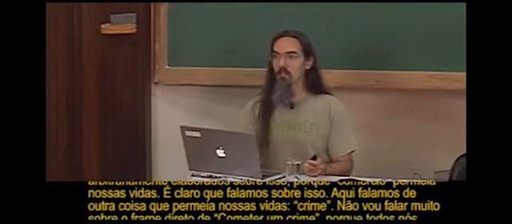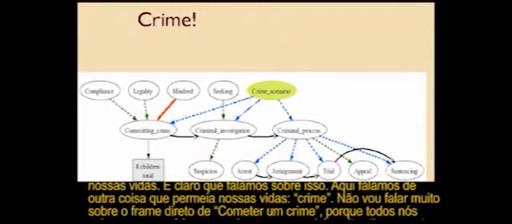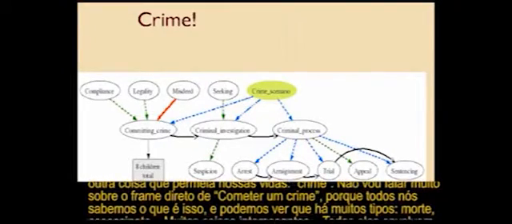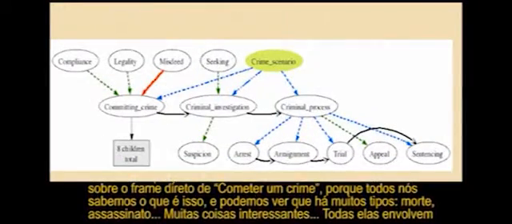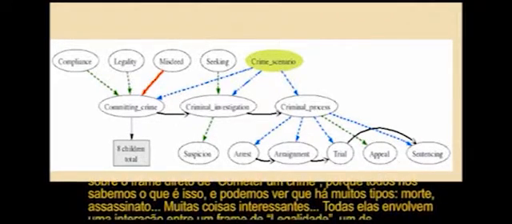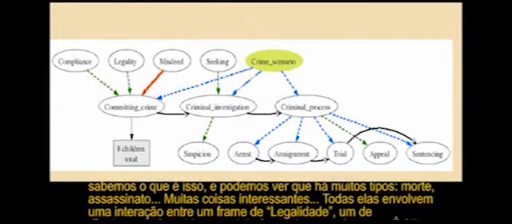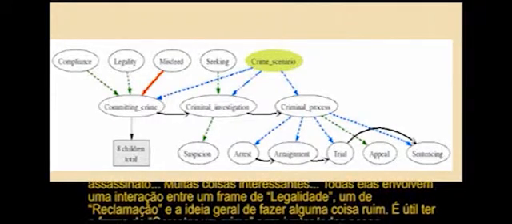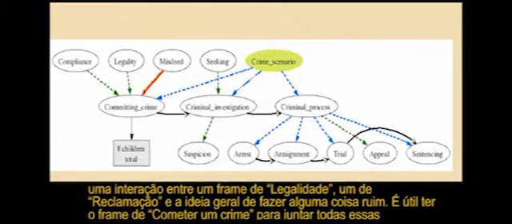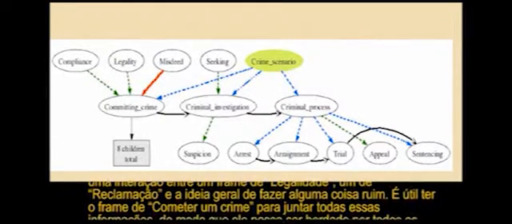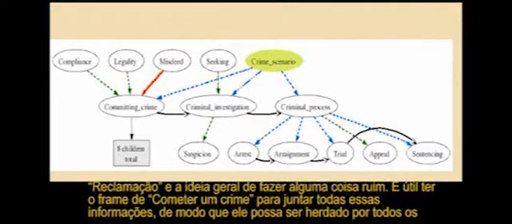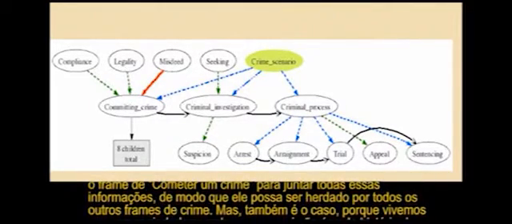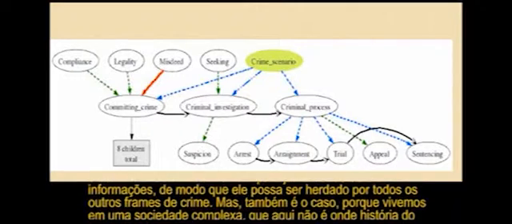So of course we talk about it. Here we talk about something else that permeates our lives, crime. I'm not going to talk that much about the direct frame of committing crime because we all know what that is. And you can see that there are many kinds. I mean, theft, murder, other exciting things. And all of them involve an interaction between a legality frame, a compliance frame, and a general idea of doing something bad. So it's useful to have a committing crime frame to put all of that information together so that you can then inherit it for all the other crime frames.